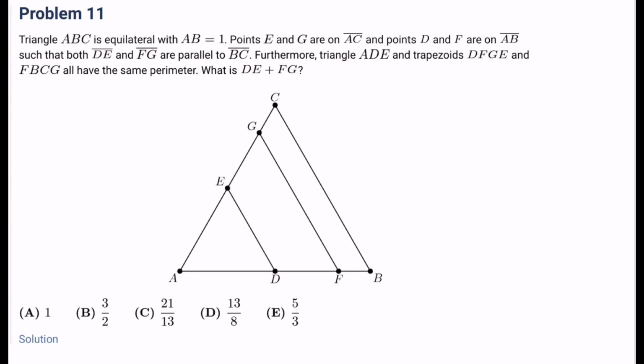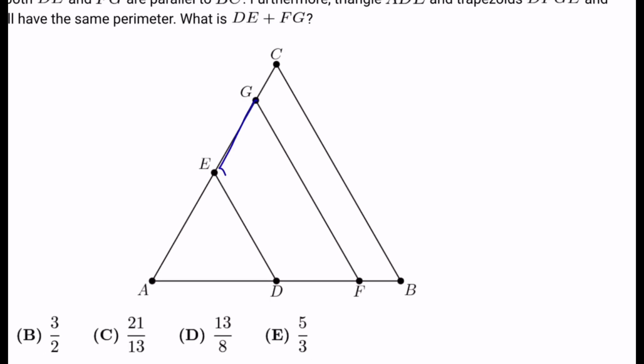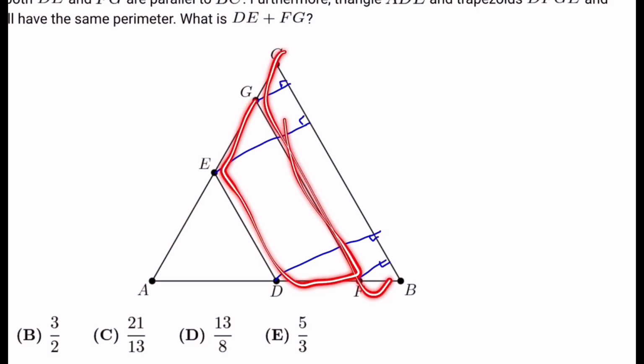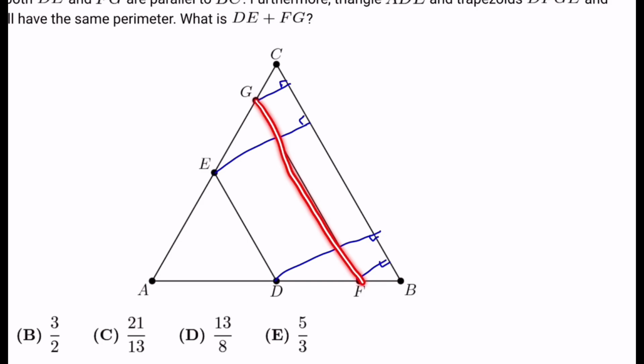Okay, so we need to focus on the same perimeter thing, because first of all, let's look at these two trapezoids, right? If we put altitudes from there, like that, right angles, and like that, right angles, then we can see that for this one and this one, they share this line, so we don't have to worry about that being in the perimeter. And for this line, that's equal to this much. And so for the perimeters to be equal, that means this must equal this, and this must equal this.